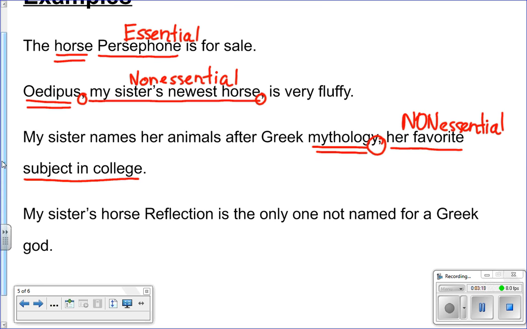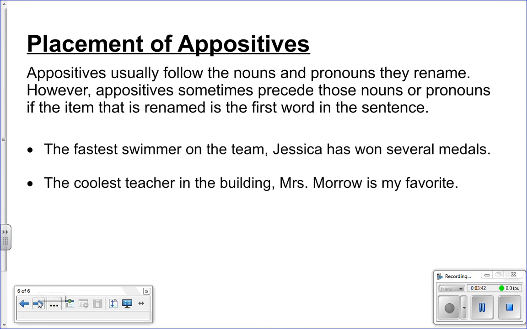In the last sentence, we have no commas, but we have the word reflection, renaming or identifying horse. There are no commas, so this one is considered essential. Reflection is more specific than the noun it identifies, horse, so we would not use commas with this one.